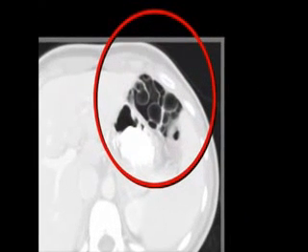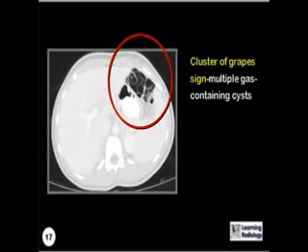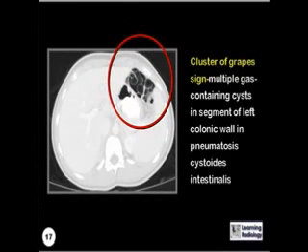What's the name of this sign? It's the cluster of grapes sign, multiple gas-containing cysts, most frequently in a segment of left colonic wall in pneumatosis cystoides intestinalis.